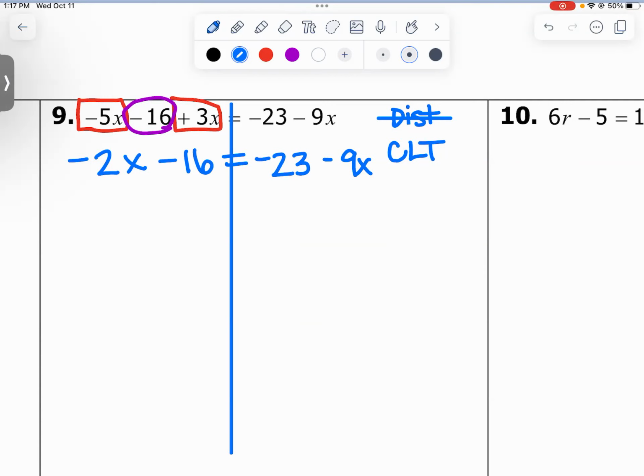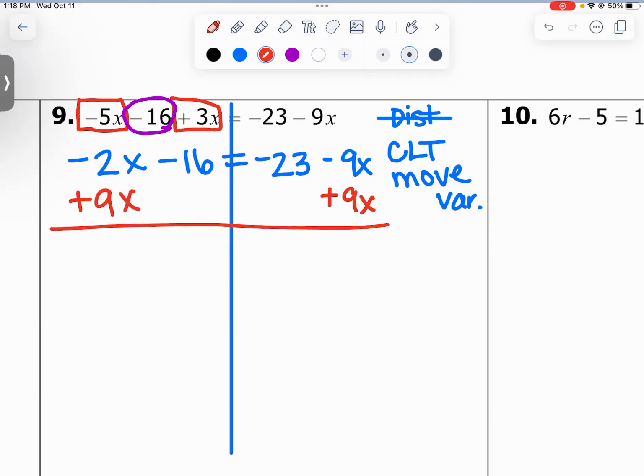Okay. So now, who said they had the next step? Kale? Okay, we need to move the variable to the other side. So since we are subtracting 9x on the right side, we need to add 9x to both sides to undo it.